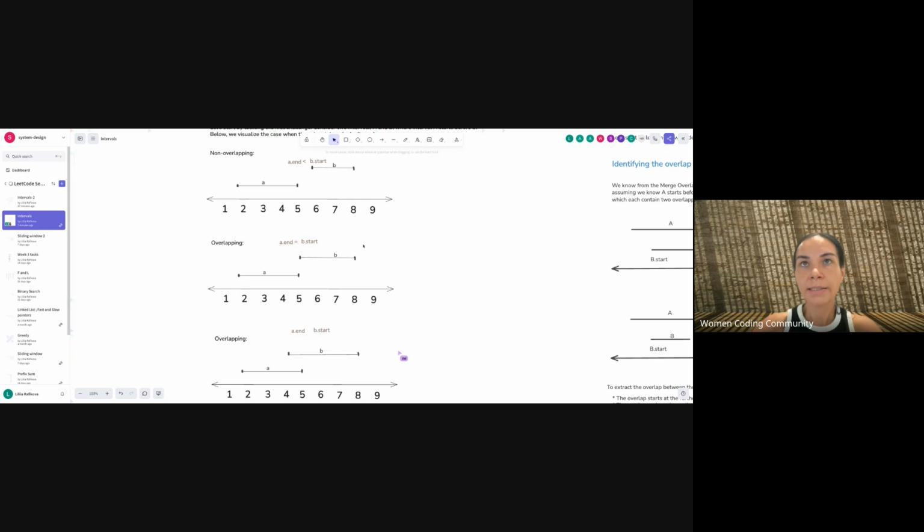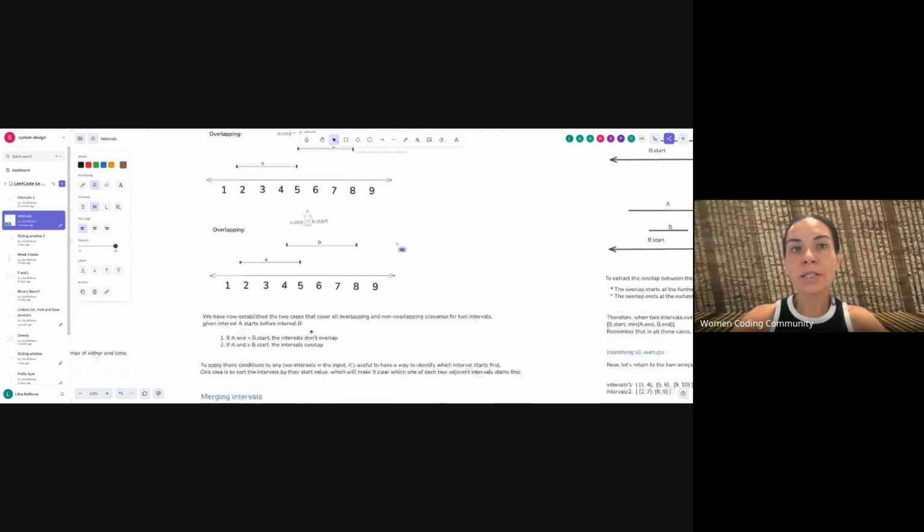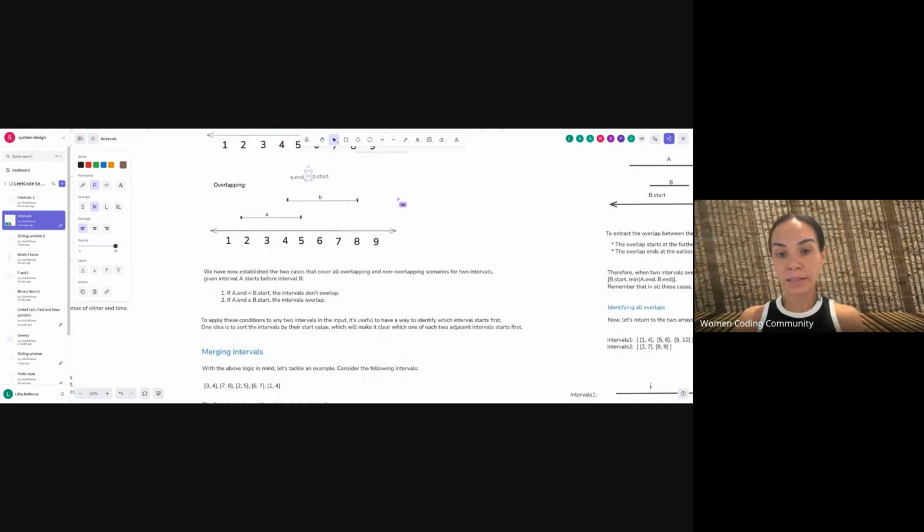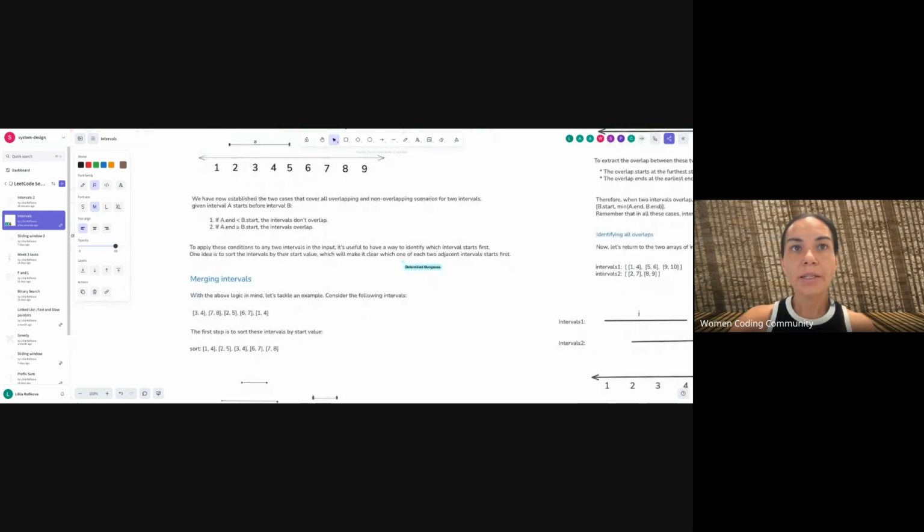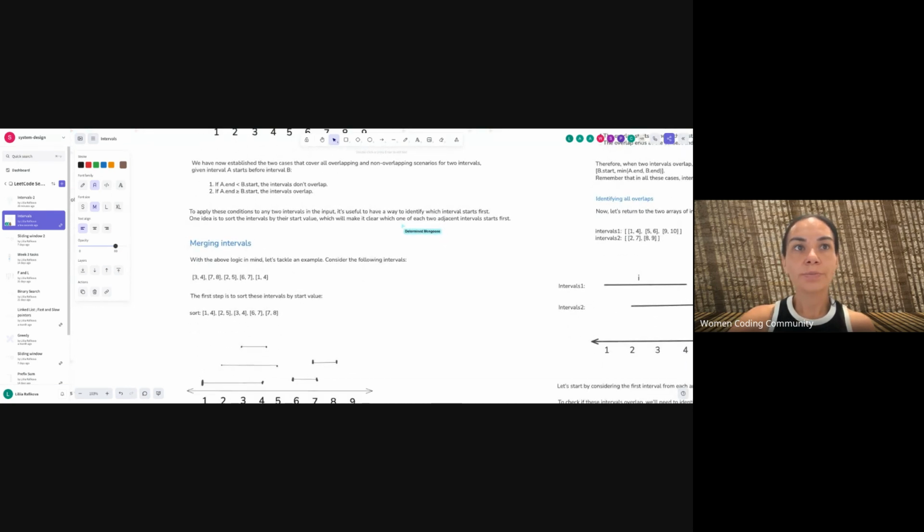Our A end is actually bigger than B start. So that's how we can identify who is overlapping and who is not. It means if A ends less than B start, the intervals do not overlap. But if A end is bigger than or equal to B start, then it's overlapping. So we identify two conditions.